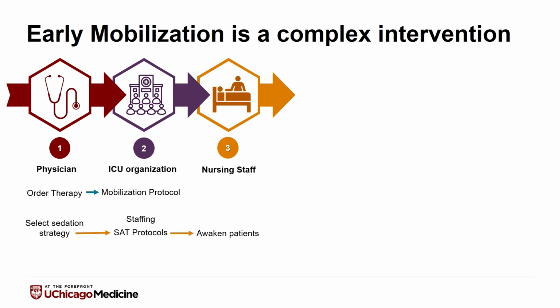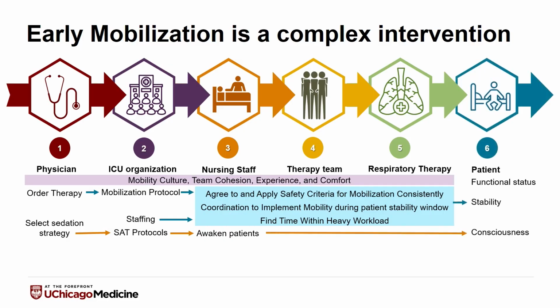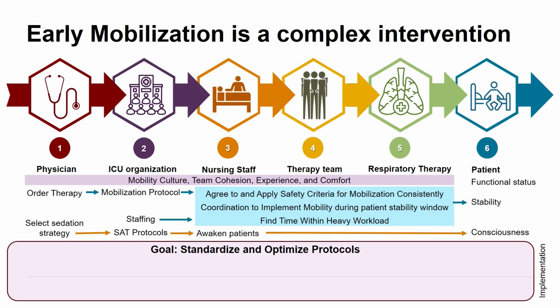It requires nursing staff to awaken patients and a therapy team and potentially a respiratory team to agree and apply these criteria in a standardized way so that no patients get missed. And this is all, again, during a very heavy workload time. So it really relies on a mobility culture, some team cohesion, a lot of experience and comfort with this. And this is all mainly because we want to have adequate stability for the patient and adequate consciousness in order to deliver the mobility at its highest level as intended. And so how could we implement that?